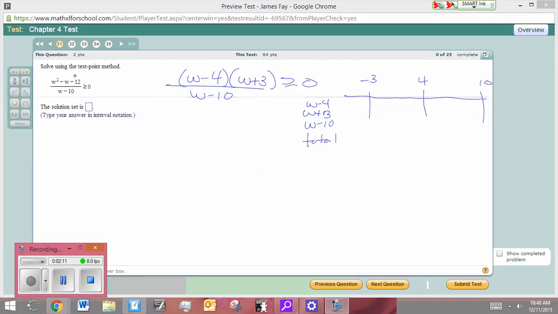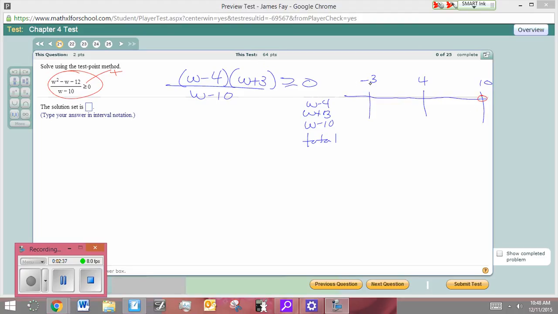With this one, okay, it's a rational inequality, so we want it to be greater than 0, which means at the end we're looking for positive results. We're going to factor it, so the factors are w minus 4, w plus 3, and w minus 10 on the bottom. Those give me the zeros of positive 4, negative 3, and positive 10. I'm going to put an open dot at 10 just to remind myself that I can't use that because it's in the denominator. And now I'm just going to go find signs.